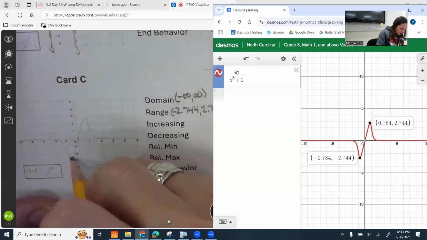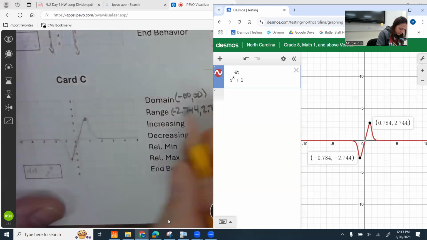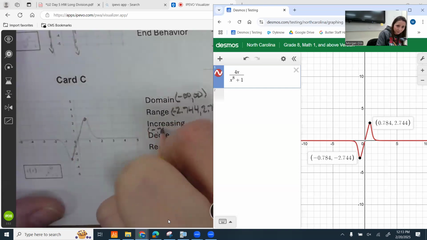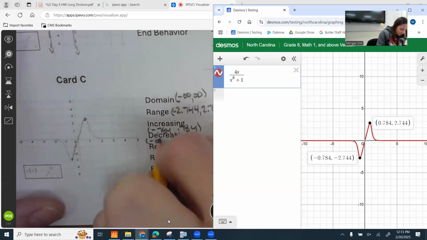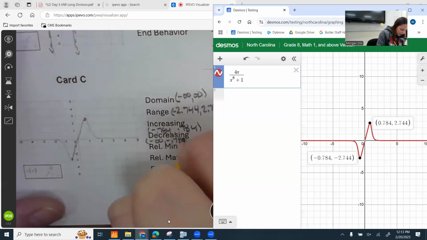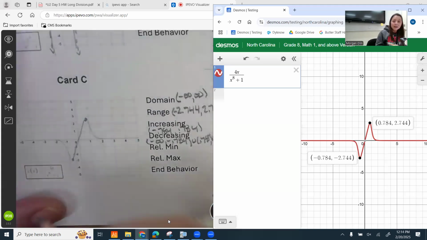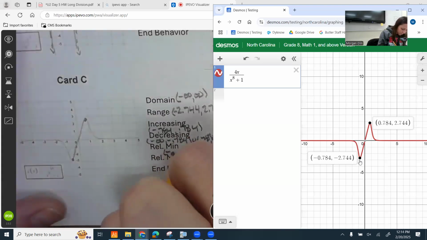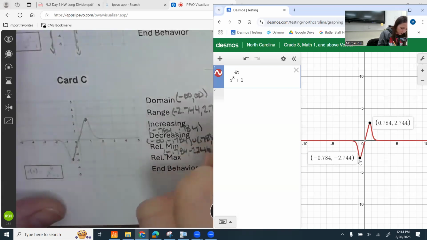Okay, so here I'm increasing only from this x value right here, -0.784 to 0.784. That means on the ends, from negative infinity to -0.784, I'm decreasing. And then 0.784 to infinity, I'm decreasing. Now we had a min. The min was right here, the one on the left. So -0.784 and -2.744. And then our max is 0.784 to positive 2.744.